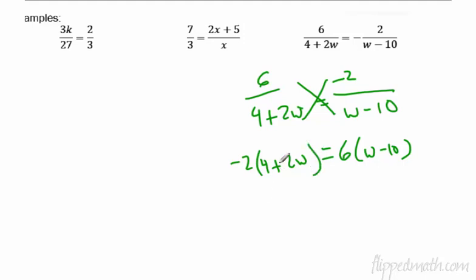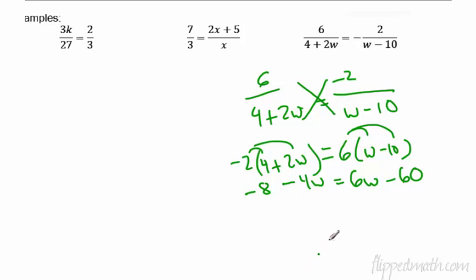Voila! We have a distributive property we can do on both sides. So we'll get negative 8 minus 4w. Oh, 4w. Mr. Kelly, learn your y's and your w's. Equals 6w minus 60 when you go to both.